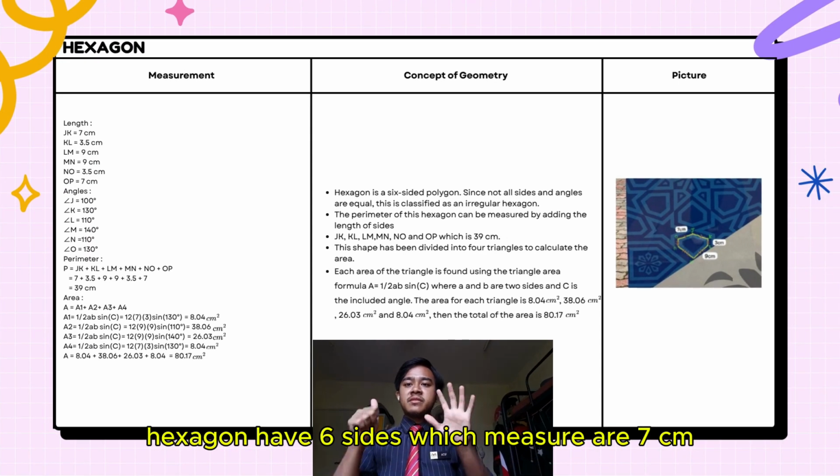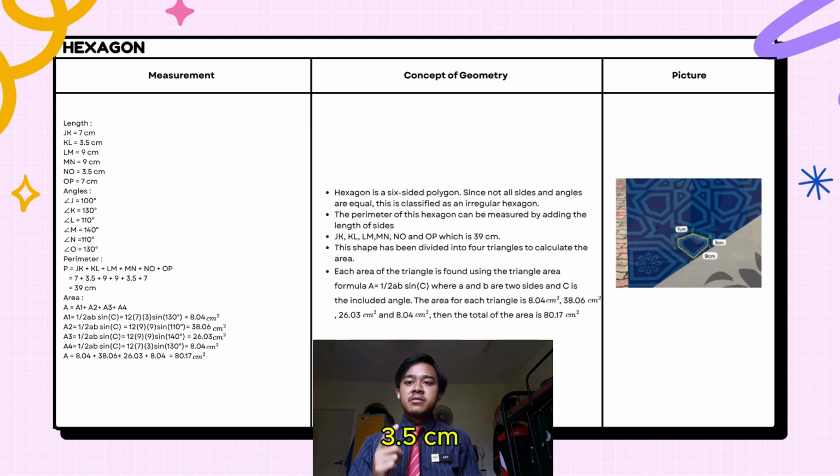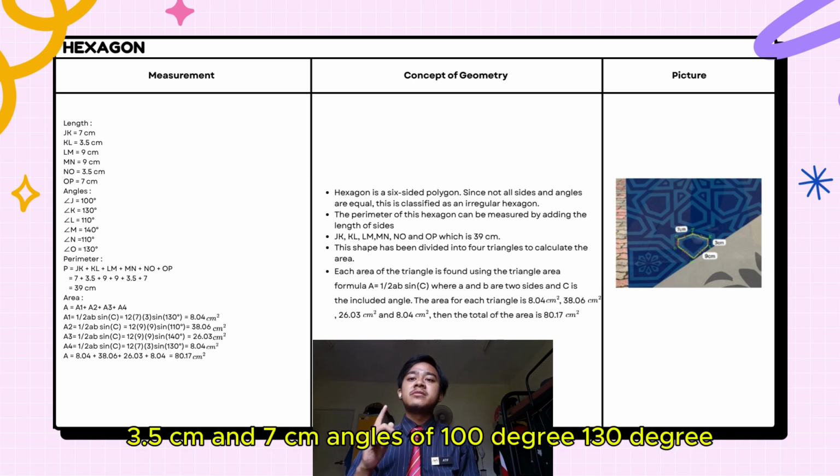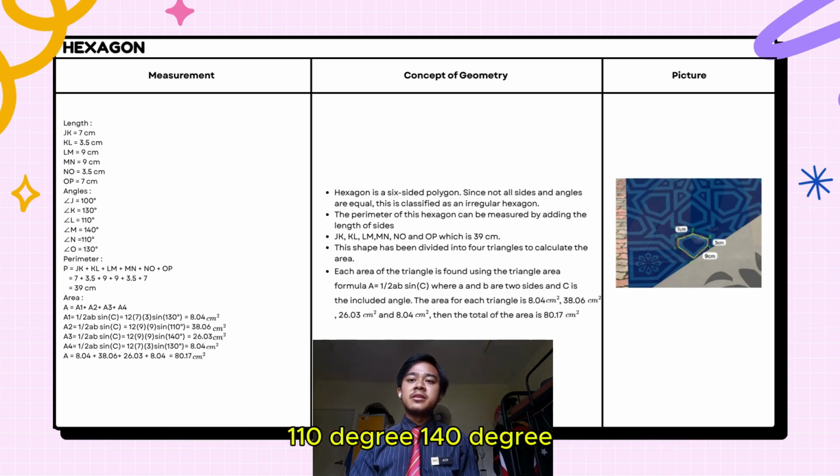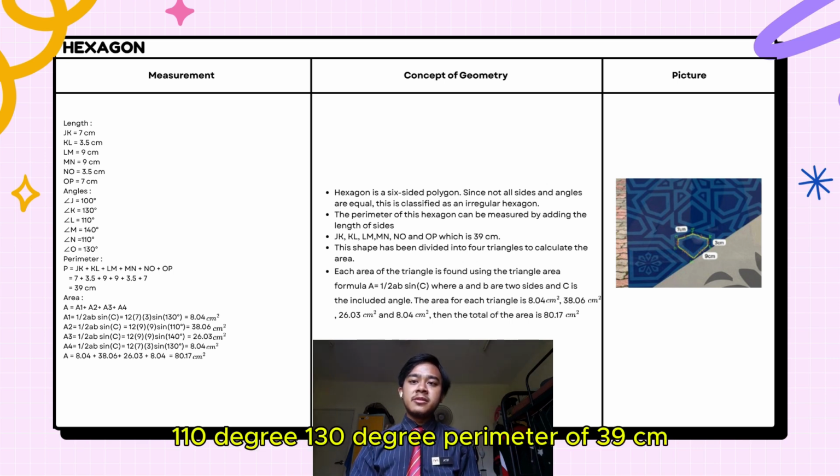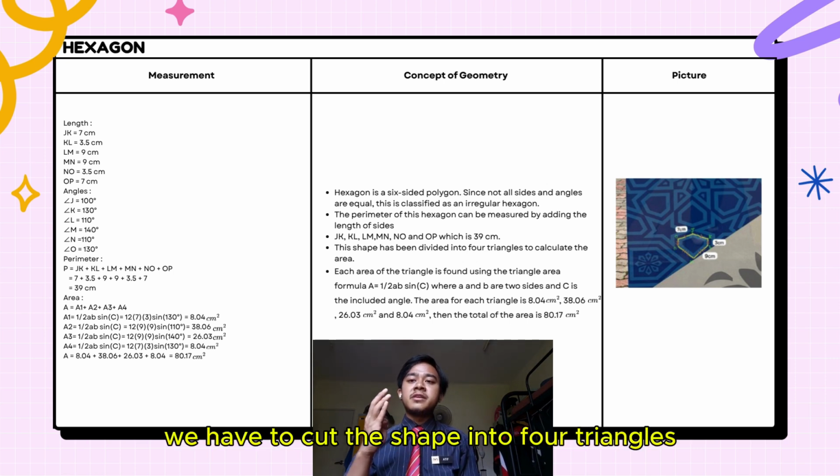Hexagon has 6 sides which measure 7 cm, 3.5 cm, 9 cm, another 9 cm, 3.5 cm and 7 cm. Angles of 100 degrees, 130 degrees, 110 degrees, 140 degrees, 110 degrees, 130 degrees. Perimeter of 39 cm. To get the area, we have to cut the shape into 4 triangles.